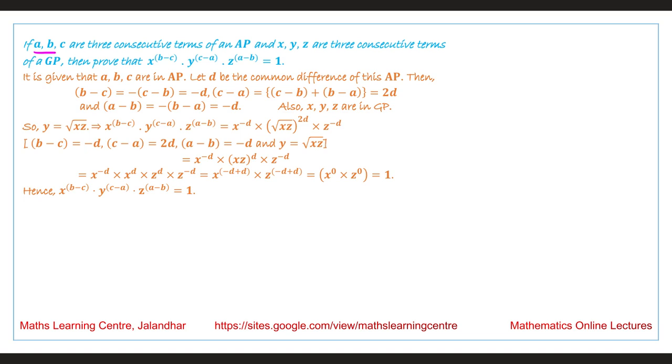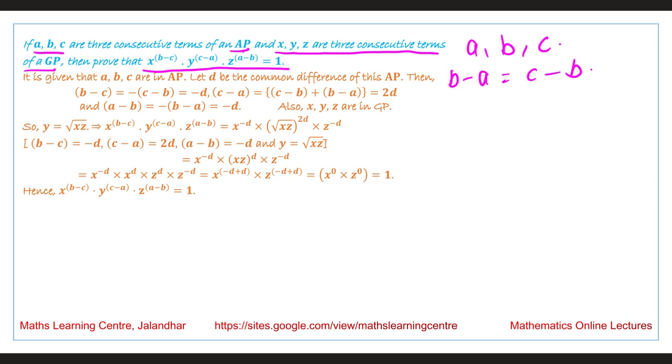Next, if a, b, c are three consecutive terms of an AP and x, y, z are three consecutive terms of a GP, we have to prove this result. Now if a, b, c are three terms of an AP, it means b minus a is equal to c minus b, and this value we say is d. And it is given that x, y, z are three terms of a GP.